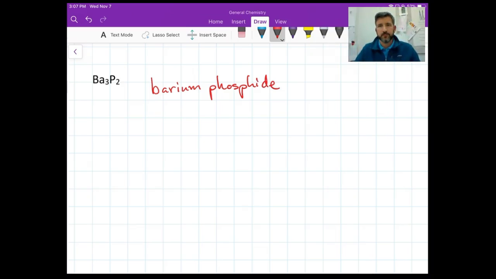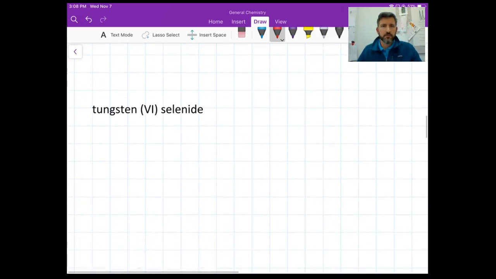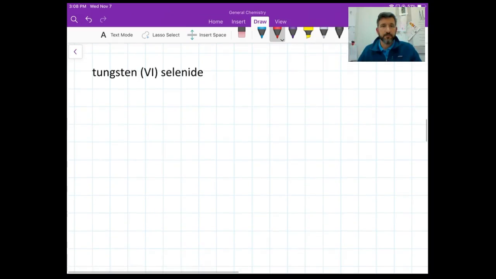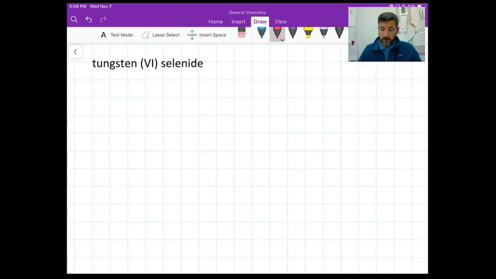No Roman numeral. Nothing to indicate the charge, because if you say barium phosphide, you should know what the charges are and therefore what the formula is going to be. All right, this one was very commonly missed, a little different problem. Tungsten 6 selenide. So obviously it has a Roman numeral, so it's a transition metal, tungsten is. I just want to give you a hint here to keep an eye on both charges. So make sure that you write out both charges and then make sure that they are balanced before you're done with the formula. So give it a shot.